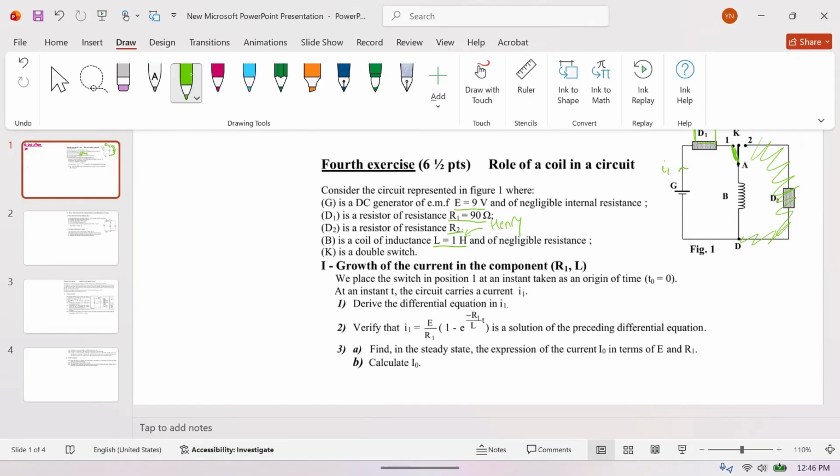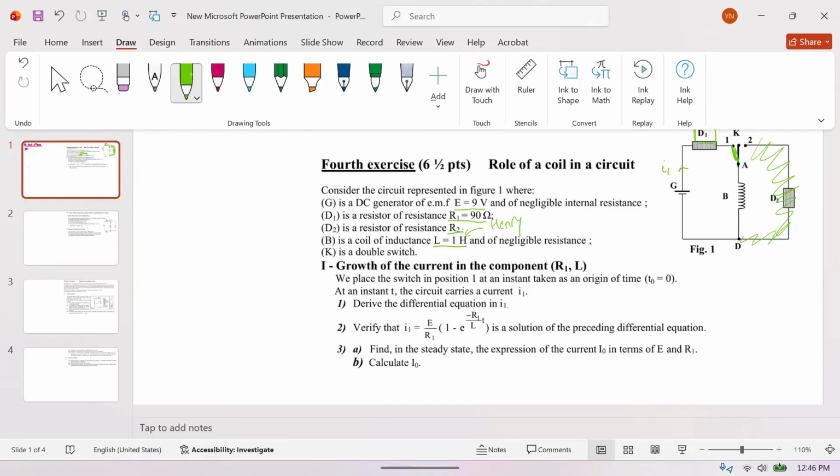Now, you tell me, if we don't have a generator, does that mean it helps? Yes. If the current is increasing, the coil works to decrease that value. When we cut the generator, the coil will try its best to keep the current flowing. It doesn't want it to disappear. So it always works in the opposite way.